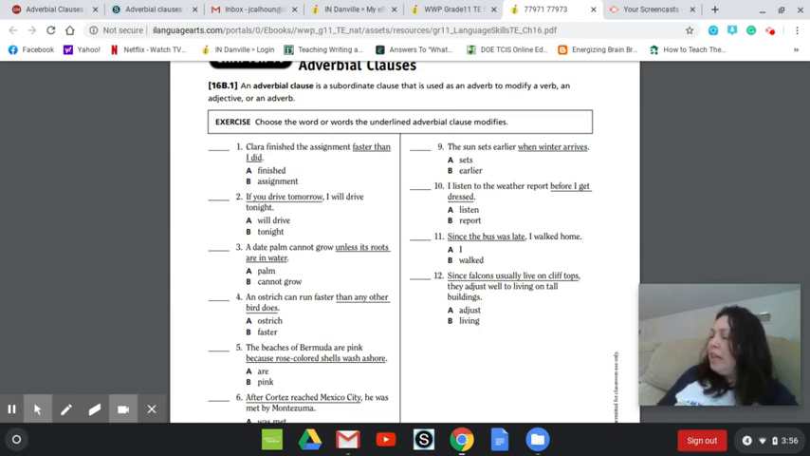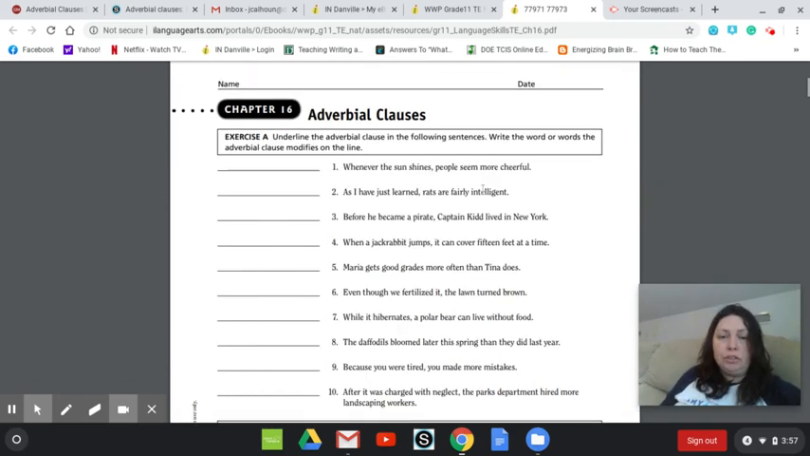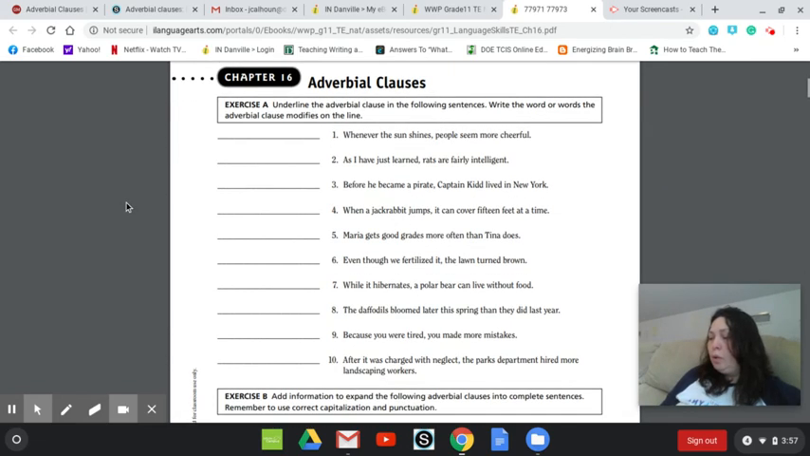Since the bus was late, I walked. So remember that since is a key swabby. So we know that that's the adverbial clause there. And walked, why did I walk? Because the bus was late, since it was late. Walked. And then, since falcons usually live on cliff tops, they adjust. Why do they adjust? Because they usually live on cliff tops. All right. If you're having major issues with these, let me know.